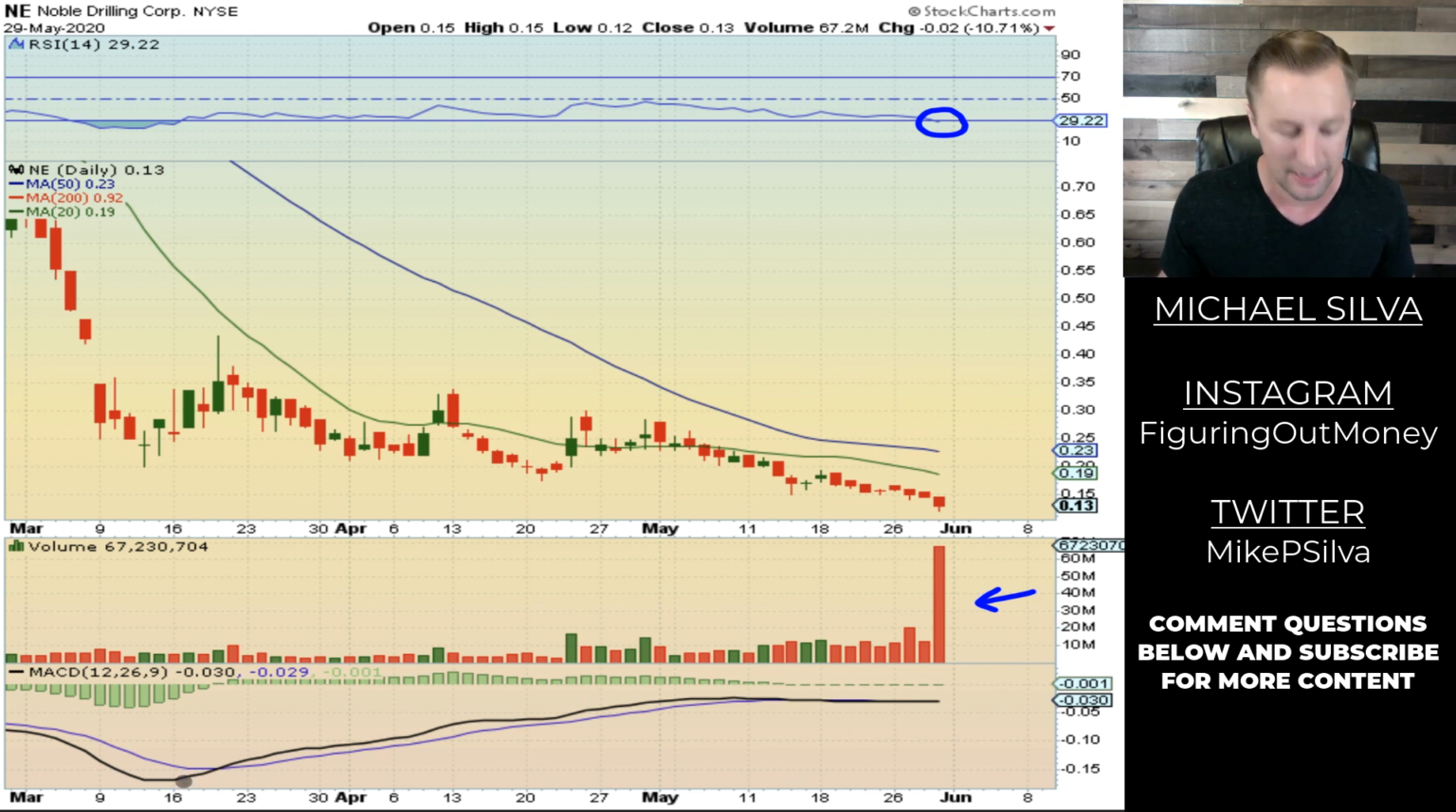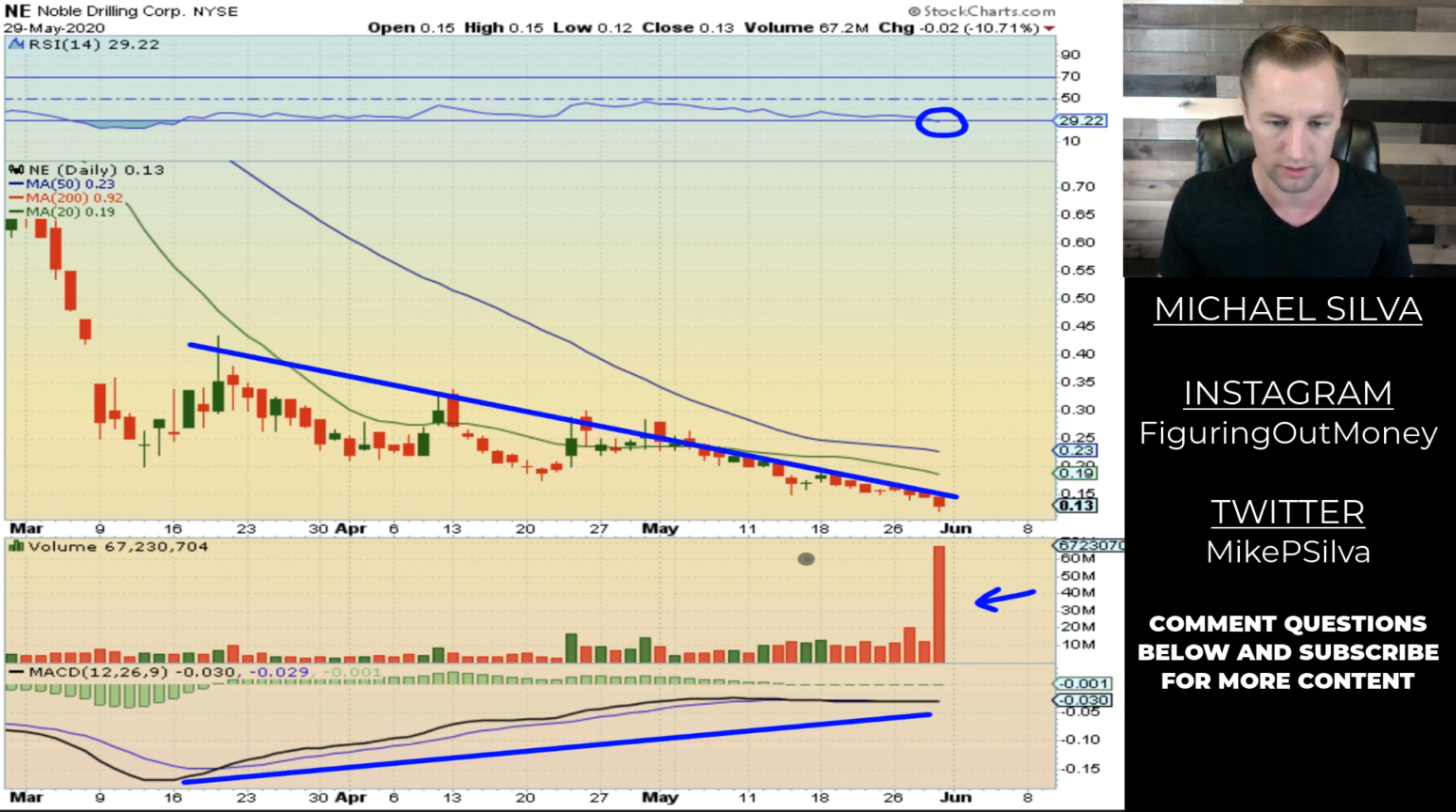And then the MACD, look at the MACD. Boom. It's moving upwards while the price is moving downwards. Okay, this has a very specific trend line right here. So will the trend be broken? Keep an eye on this one, but this would be a very good play to play a breakout of this trend line right here. The price is at 13 cents.